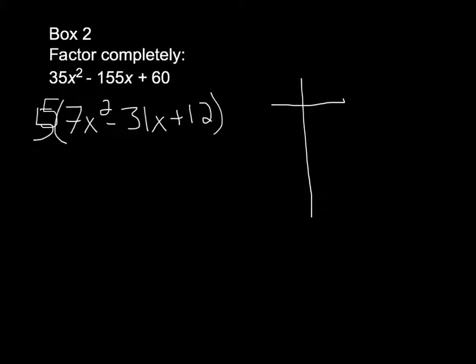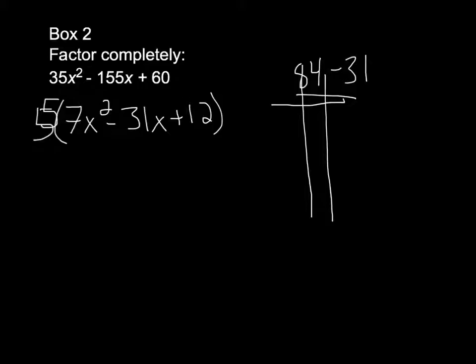Now we're going to factor this like we would any other trinomial, the inside part. For right now, we just leave the 5 outside the parentheses alone. So we need to multiply 7 and 12. That gives me 84. Now my second sign right here is a negative, so I need two negatives that multiply to get 84 and add up to negative 31.